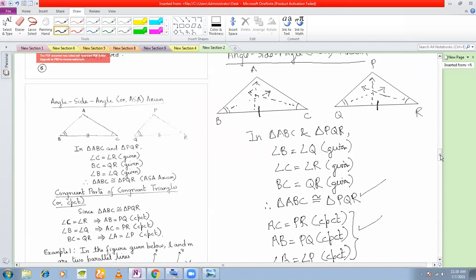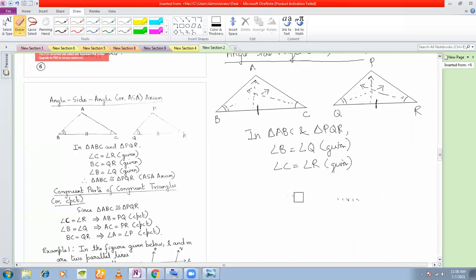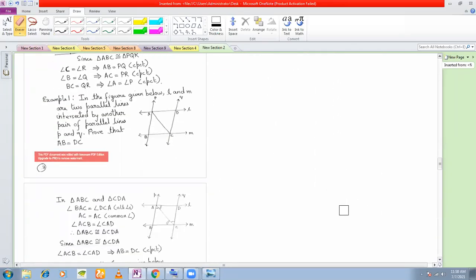Now just remember that in angle side angle, the side has to be the included side. Okay, included side of the two angles. Let's move on to the problems. An example from ASA. Look at this figure here.